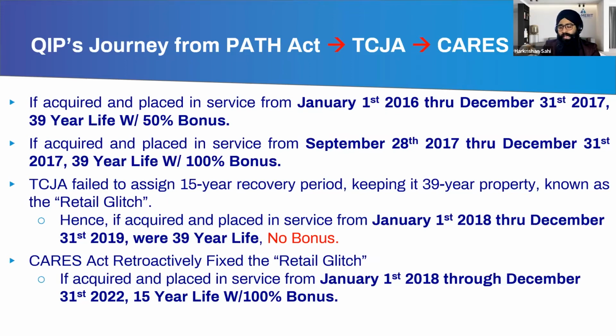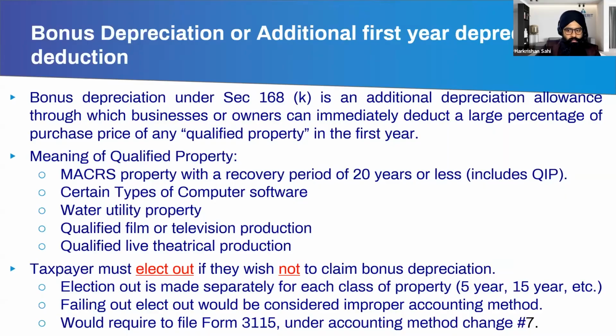And then when the CARES Act came around, they fixed the retail glitch, retroactively fixed it actually. And they said that any asset placed in service from January 1st, 2018 through December 31st, 2022 will get 15-year life with 100% bonus. So as you can see, it has gone a lot of ways, up and down, up and down, up and down. But I hope this gives you an indication of what this thing has gone through.